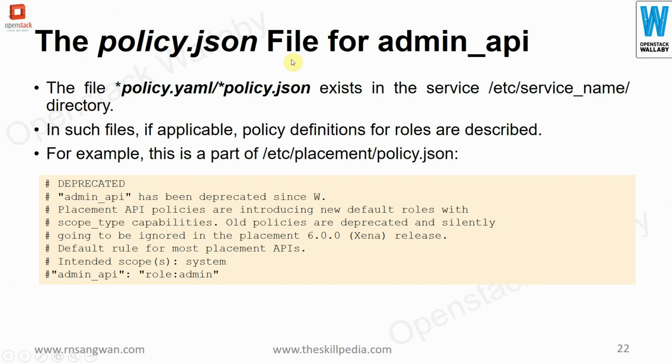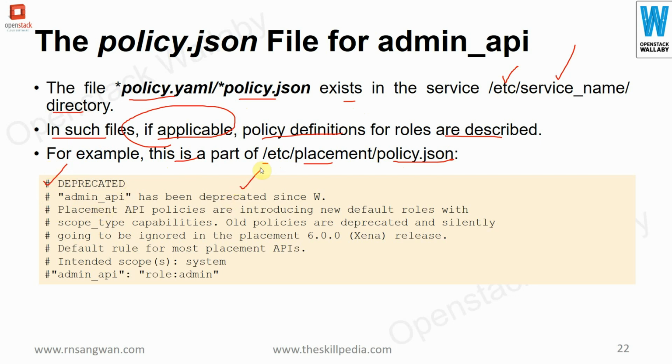Policy.json file for admin API. This file has been deprecated. It was there until the Rocky version. Stein also I have seen that, and Train also I could see, but now this file is deprecated. Policy.yml or policy.json exists in the etc service name directory. In such files, if applicable, not always true, if applicable, policy definitions for roles are described. For example, this is a part of etc placement policy. I have seen that. This is today's status on Wallaby.